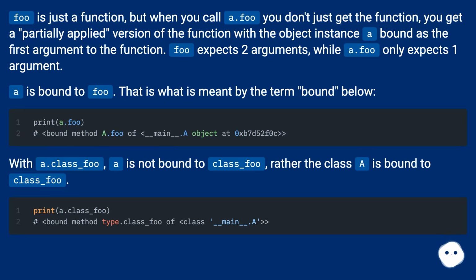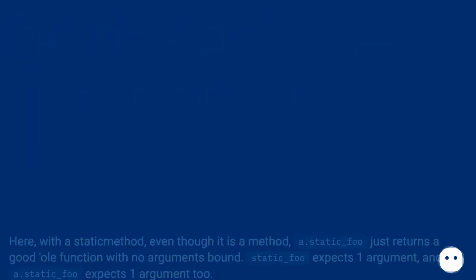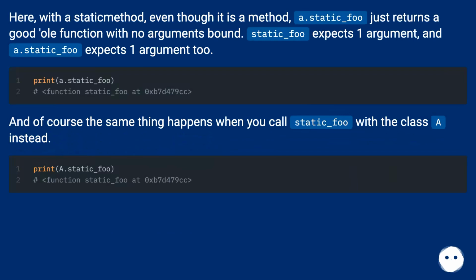With a.class_foo, a is not bound to class_foo, rather the class A is bound to class_foo. Here, with a static method, even though it is a method, a.static_foo just returns a good old function with no arguments bound. static_foo expects 1 argument, and a.static_foo expects 1 argument too. And of course the same thing happens when you call static_foo with the class A instead.